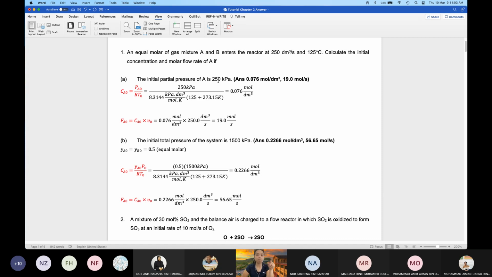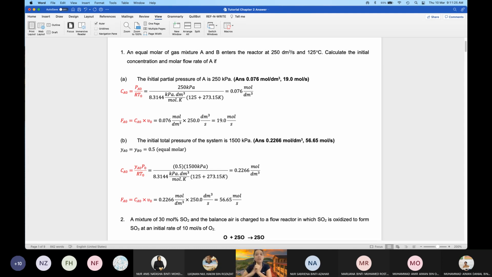For pressure, we use P. For compound A, we use subscript A. So P subscript A. And since this is the initial partial pressure, we add naught. So what 250 is actually PA naught. Okay, so PA naught is 250 kilopascal. So how do we find the initial concentration?